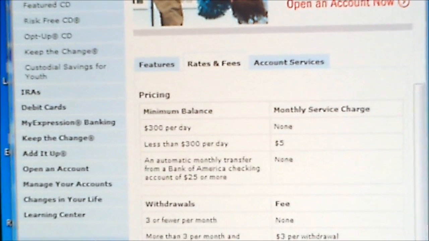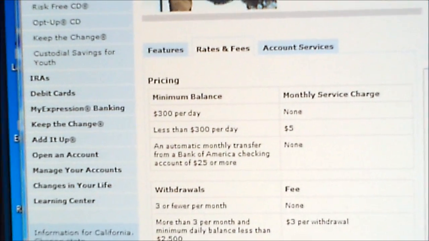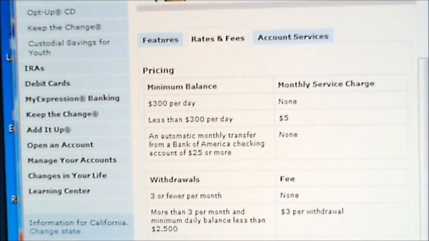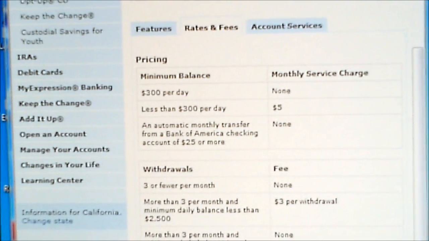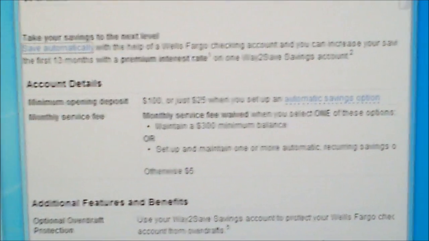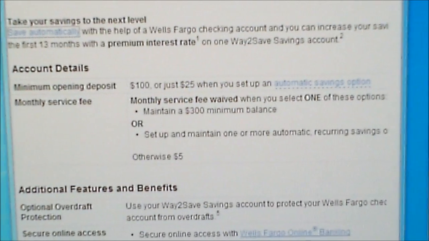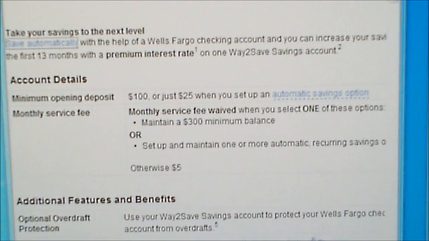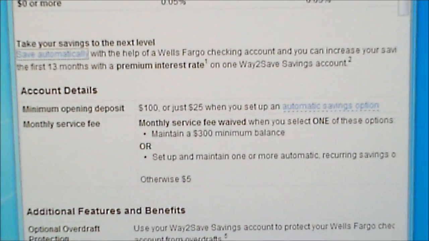Let's say for example, this one is Bank of America. You have to have a minimum balance of $300 per day, or you have to make some kind of monthly transfer of $25 or more. So they have these stipulations. And if you can't meet these stipulations, guess what? They're going to pull $5 out of your account. Same here with Wells Fargo.